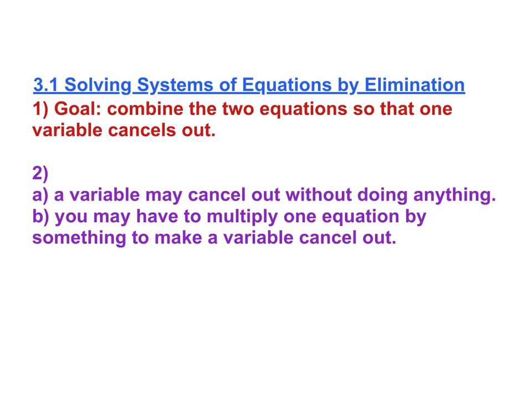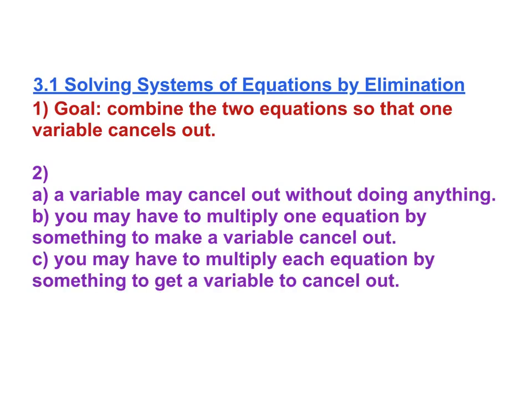The third situation, you might have to multiply both equations. You might have to multiply each equation by something to get a variable to cancel out, if you don't want to deal with fractions or decimals, which I don't want to do and I don't want you to do. So those are the 3. You might not have to do any multiplying. You may have to multiply one equation, or you may have to multiply both. And each of the examples that we're going to go through here in a little bit will be one of each of those, so you can kind of match them up.